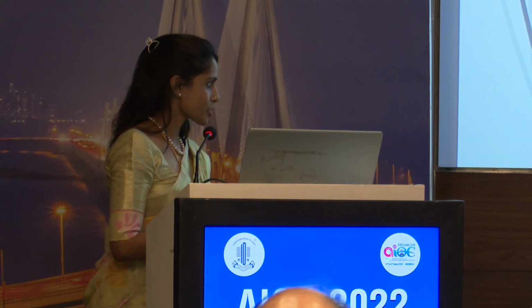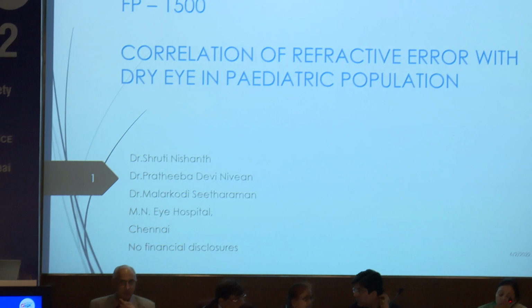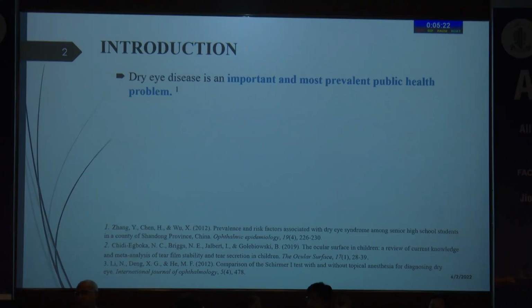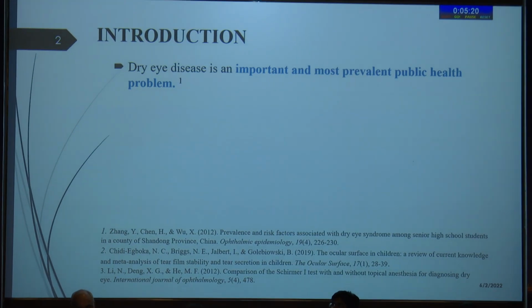I'm going to be presenting on behalf of my postgraduate, and these are preliminary reports from the study that we're doing on a bigger scale. So this is a study to correlate the refractive error with dry eye in the pediatric population. Dry eye is an important prevalent public health problem.